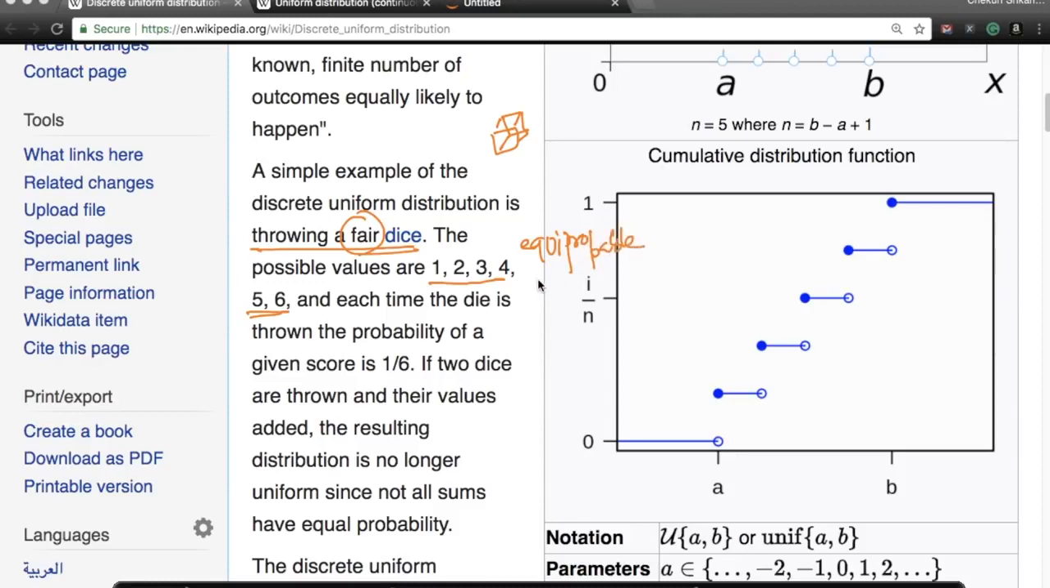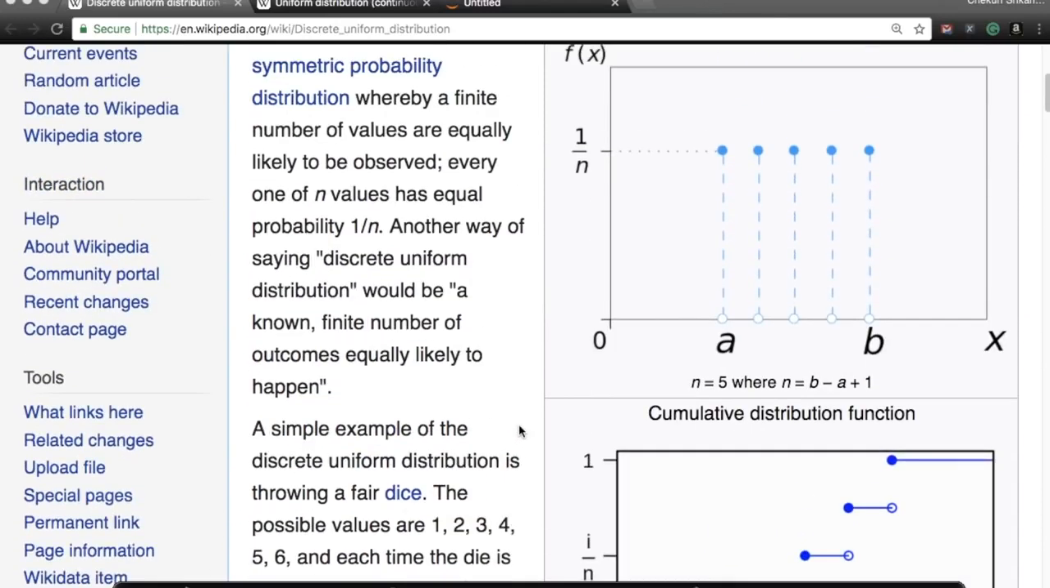What does equiprobable mean? The chance of getting 1 is the same as the chance of getting 2, or any other value here. So the probability of getting any of these values is 1 by 6, as there are 6 outcomes. That's important to notice. When you throw a dice, there are 6 possible outcomes, and all of them are equiprobable, which means all of them have the same probability. That's exactly what a uniform distribution is all about.